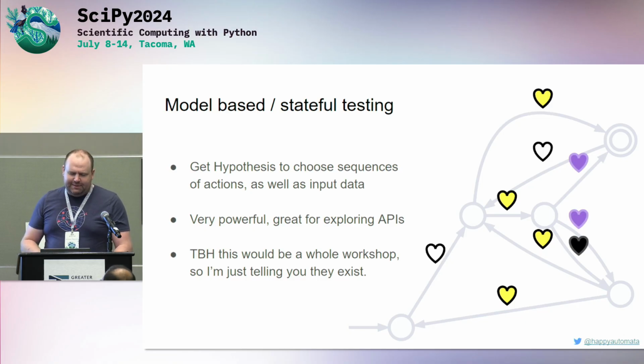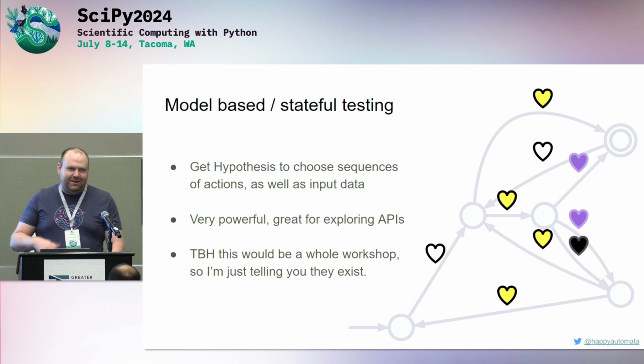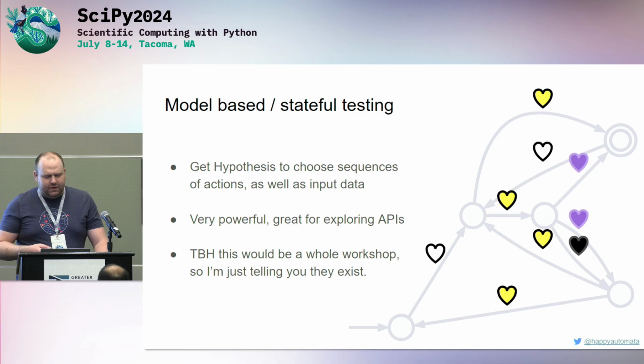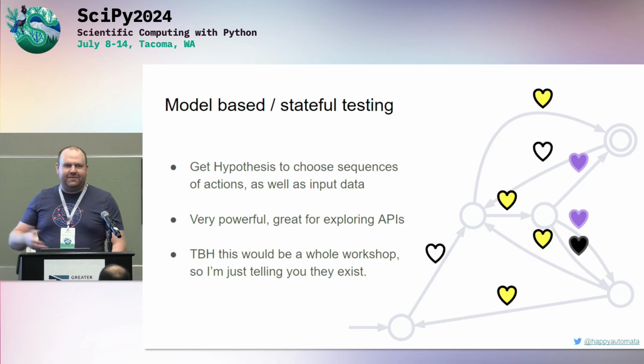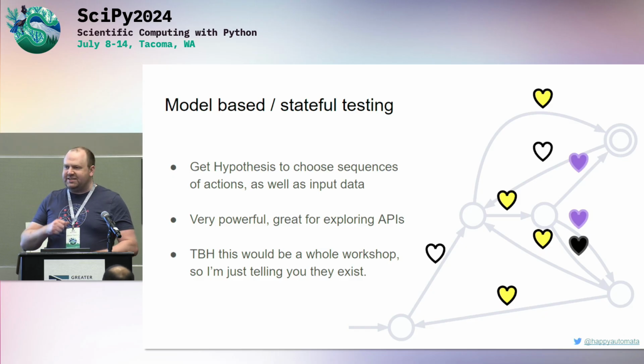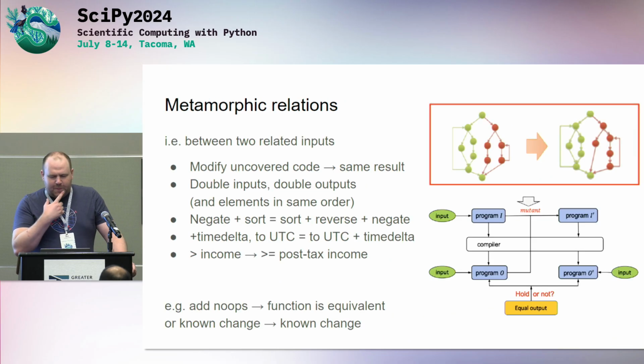Hypothesis has a module for what we call stateful testing. I'm not really covering it in the tutorial, I'm just going to tell you it exists. The idea here is that you define a class with various methods that are like actions you can take, maybe with preconditions, and then Hypothesis will choose a sequence of method calls as well as the arguments to each of them. This defines a state machine. It's really powerful for exploring different interfaces. But all I'm saying here is they exist, they're pretty useful, you might want to check them out later.